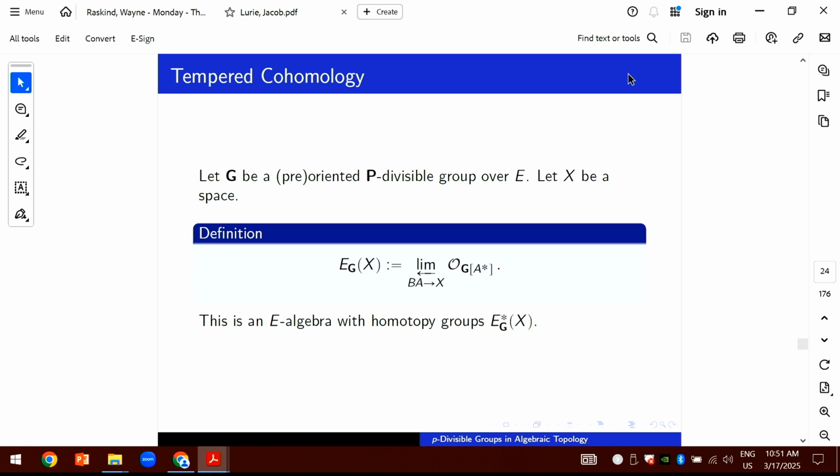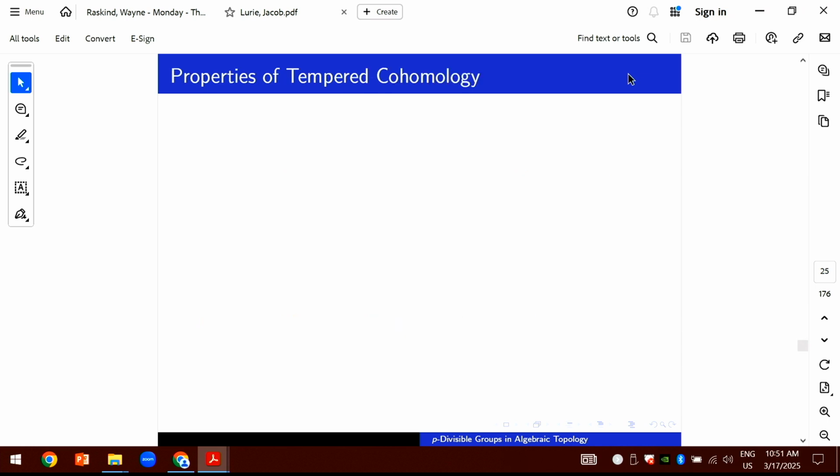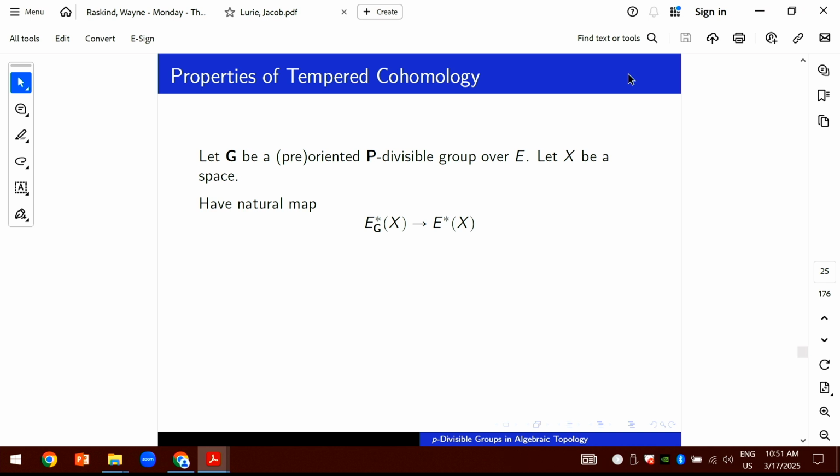Okay, so let me tell you a little bit about the properties that this construction has. G is an oriented p-divisible group and X is a space. First, these tempered cohomology groups map to the usual cohomology groups. If you wanted to see the usual cohomology groups of X appear, you could give the same construction, except instead of taking an inverse limit over all abelian groups, you allowed only trivial groups. In other words, you take some inverse limit which is just indexed by the points of X.